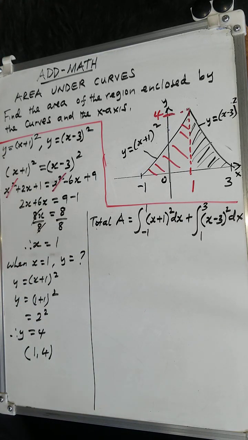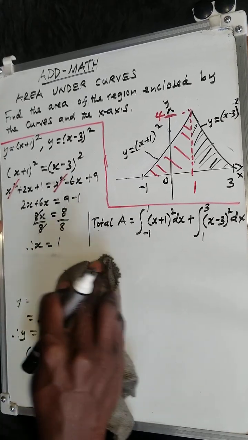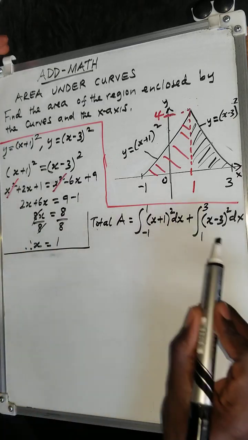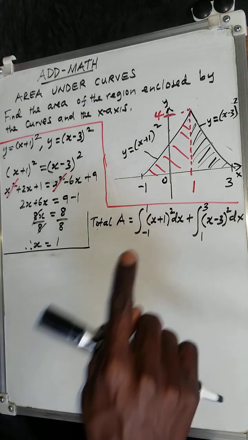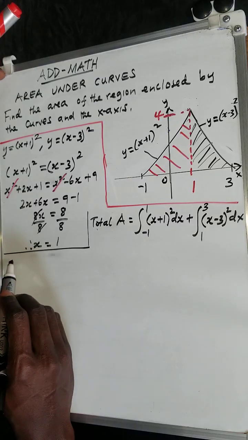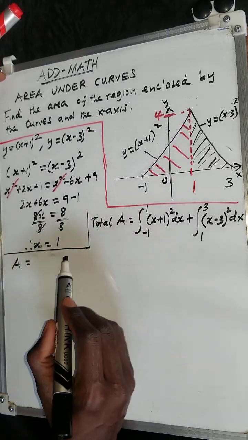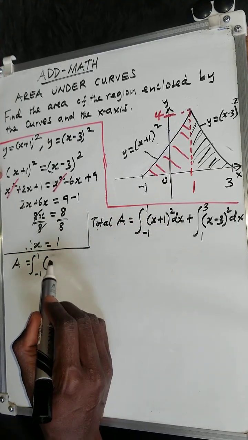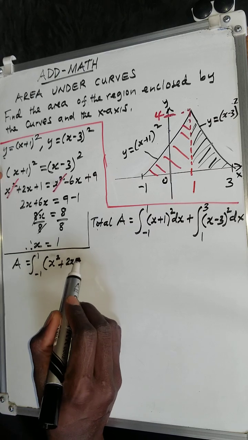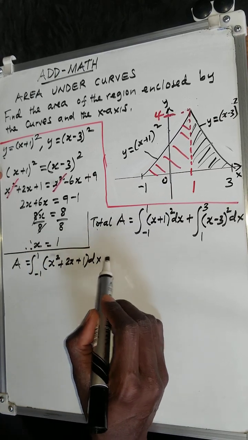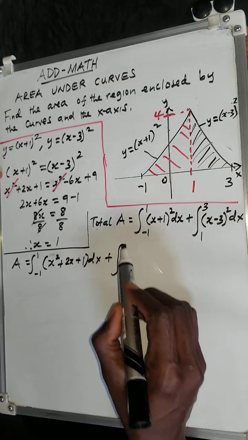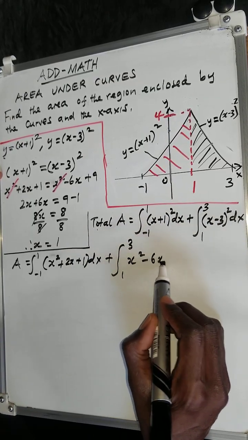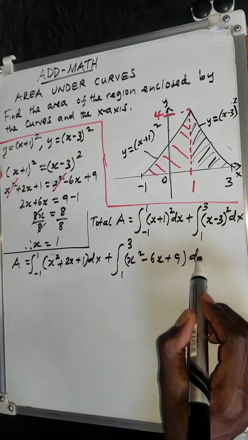If you can just allow me, I can clear up this section because you know what the value of x is, so that I can just get to use that space. So when I integrate, the first thing that you need to do, you need to expand that. So the total area will be equal to, for the first one, remember when we expanded this one, it gave us x squared plus 2x plus 1 with respect to dx, plus again this one, when we expand it, it will be x squared minus 6x plus 9 with respect to dx.